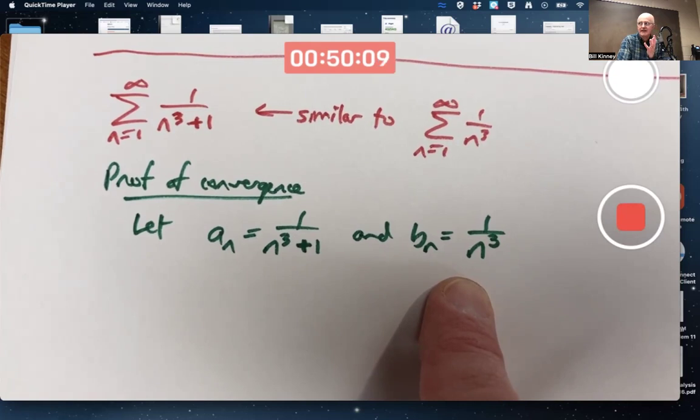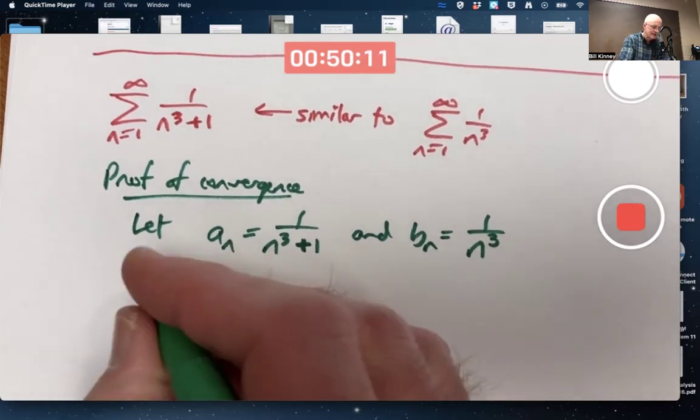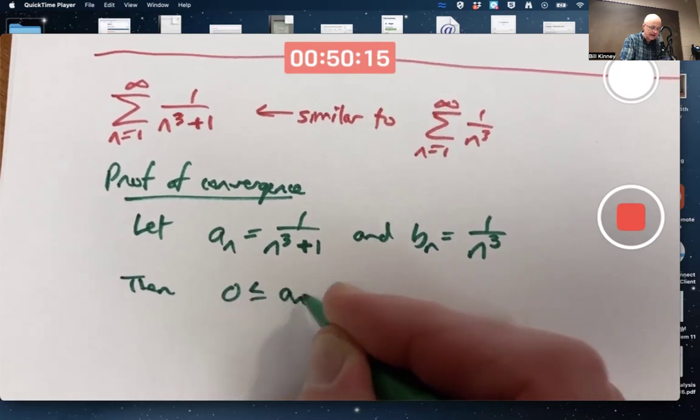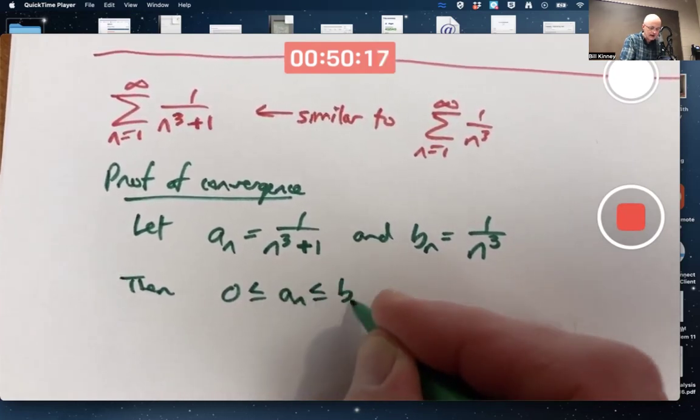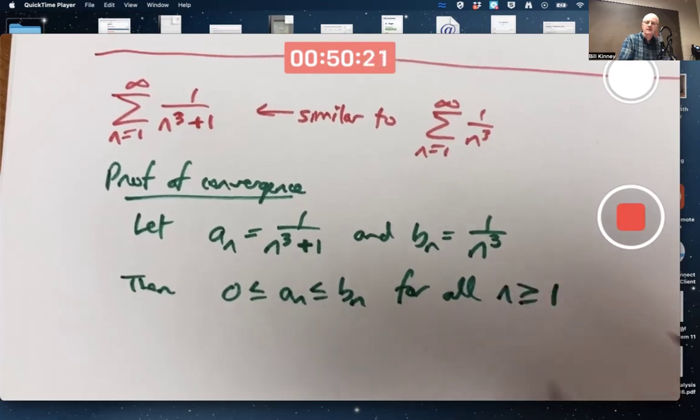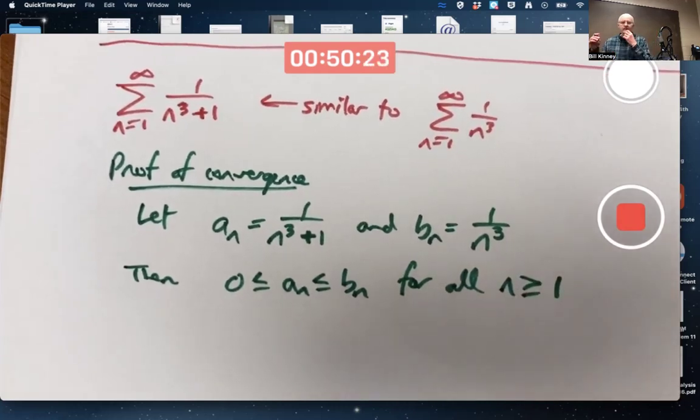It's also important to say these are non-negative things. Then 0 is less than or equal to a_n is less than or equal to b_n for all n greater than or equal to 1. These are important things to state when you use the comparison test for series, just like we stated similar things for integrals.